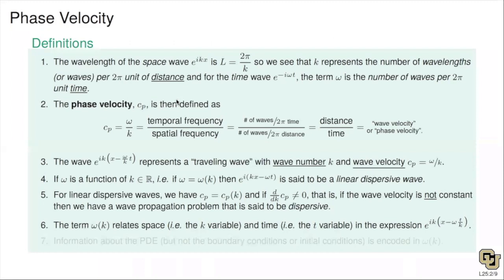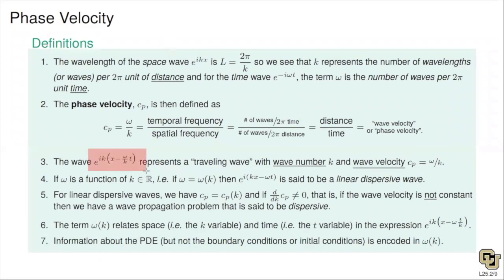And spend a little time thinking about how this does have very wave-like properties. It turns out, we'll show this, that omega of k will encode all the information about the PDE, but not the boundary conditions or initial conditions.